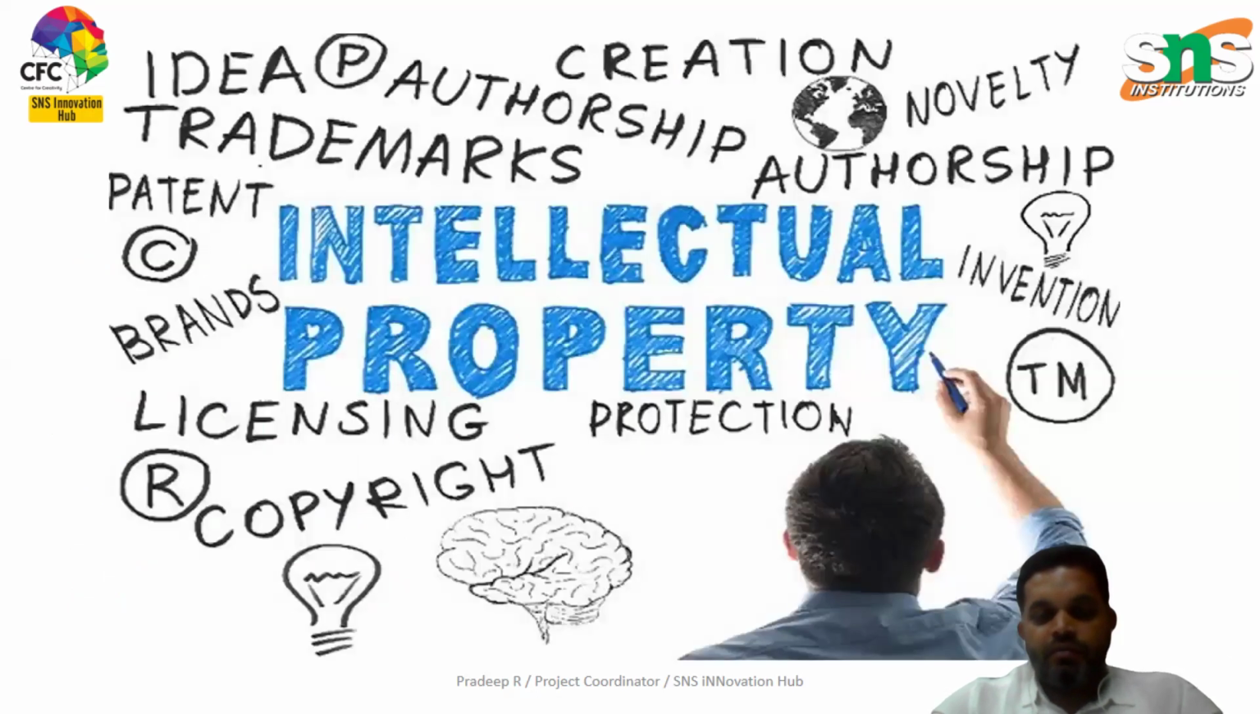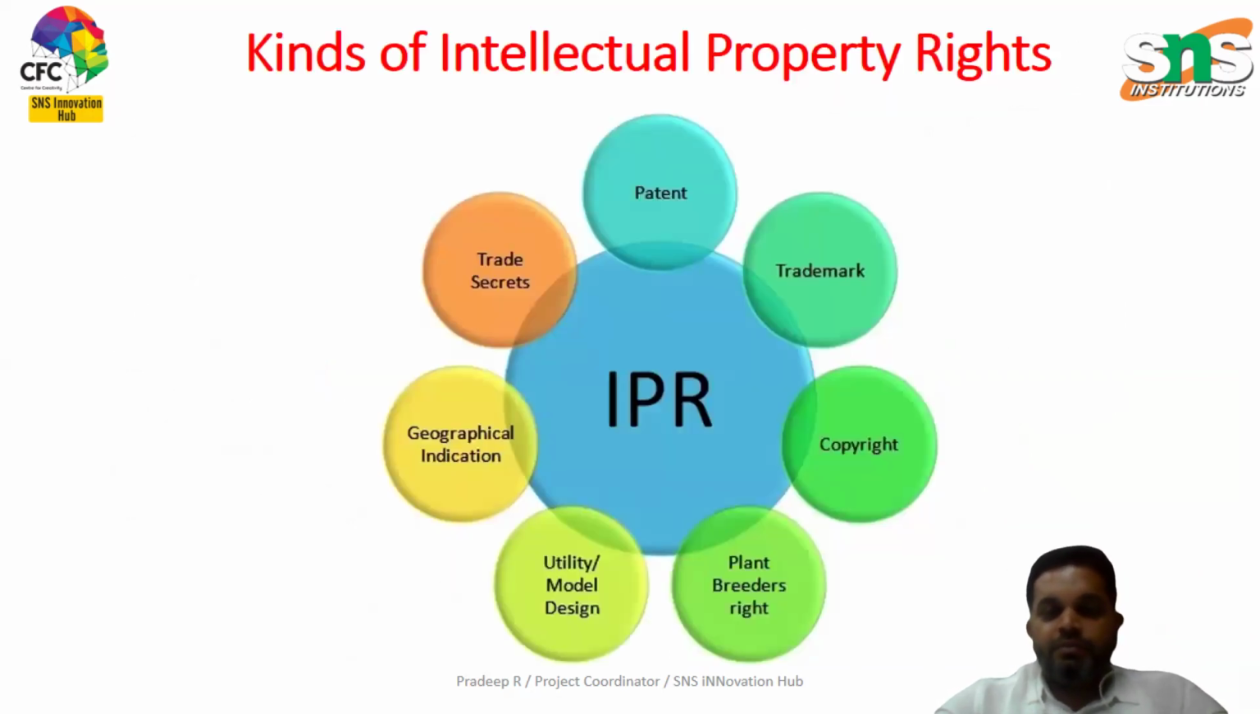The second one we are talking about is: what are the different types of intellectual property rights? It is a creation or an invention. It has some novelty. It has a trademark, authorship, invention. These are the various combinations which come under intellectual property. And what are the different types of intellectual property rights? I was telling you: patents, trademarks, copyright, plant breeders' right, utility model design, geographical indication, and trade secrets.